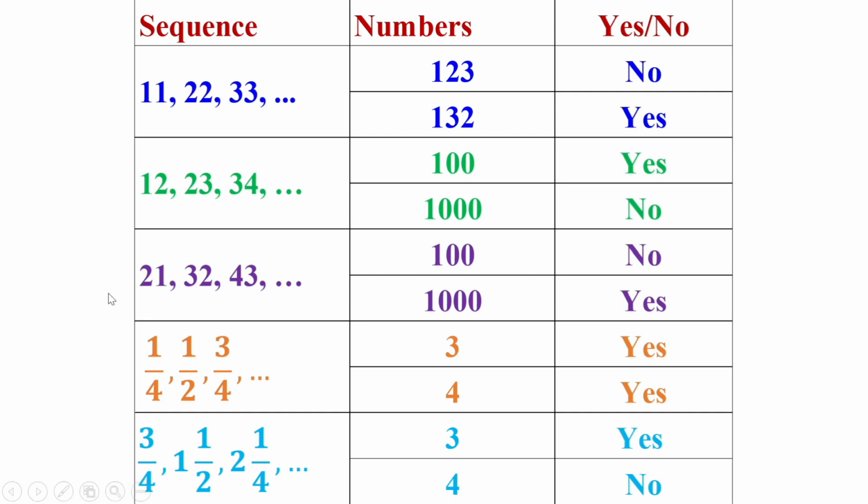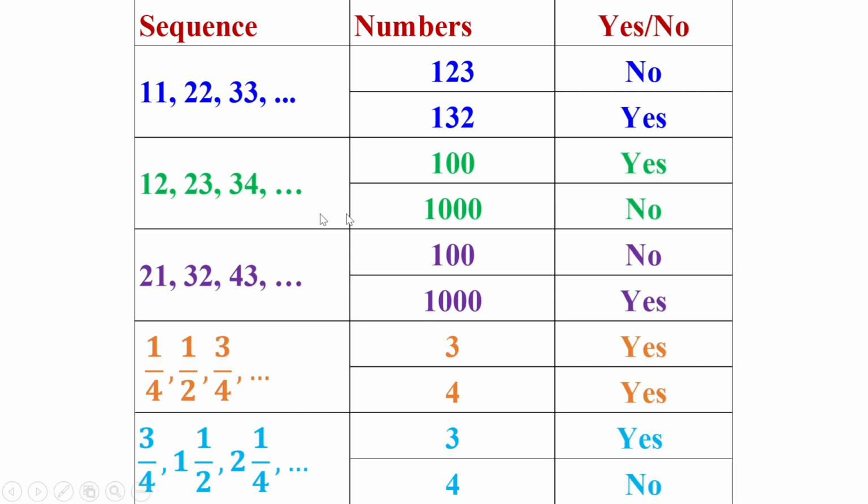Now when we take the second problem, 12, 23, 34, etc., again the common difference is 11. Now find the difference between 100 and 12. It is 88. It's a multiple of 11, so it's a term of the sequence. Now 1000 minus 12, the difference is 988.